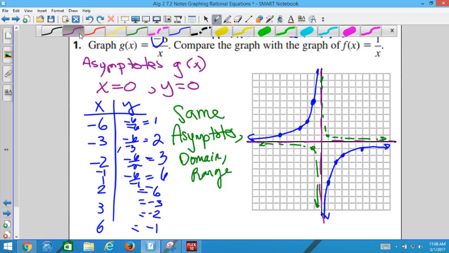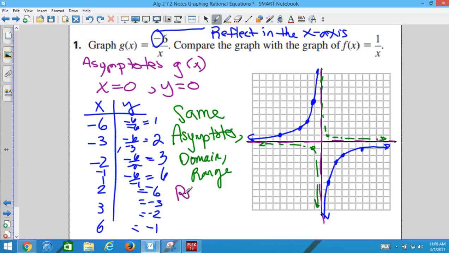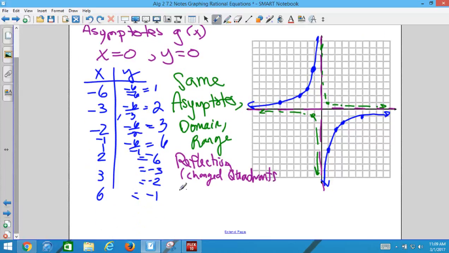What's different is there's a reflection, and there's a stretch. So it changed the quadrants. And then there is a stretch, so it's further.